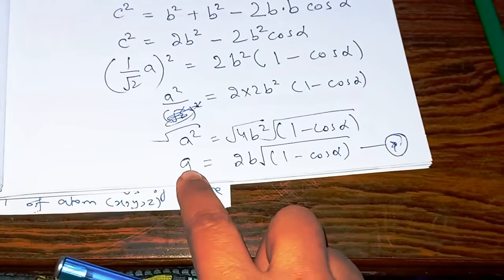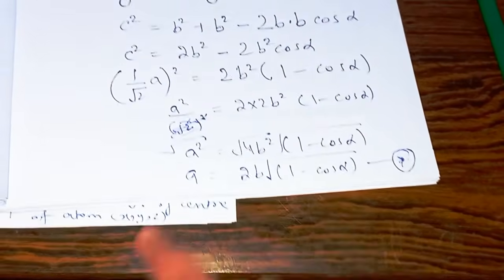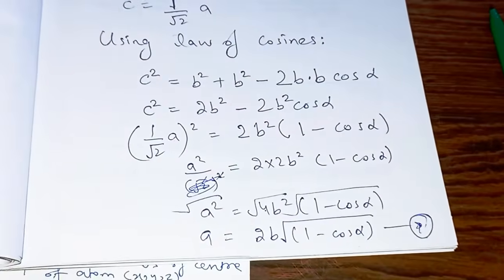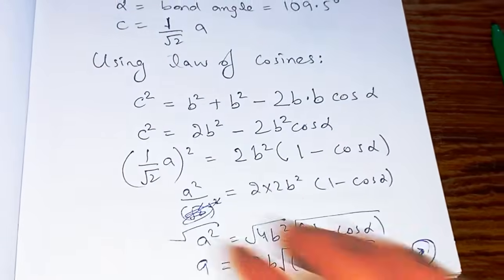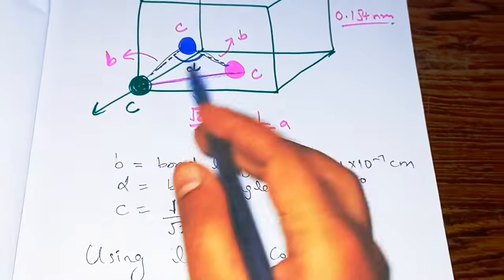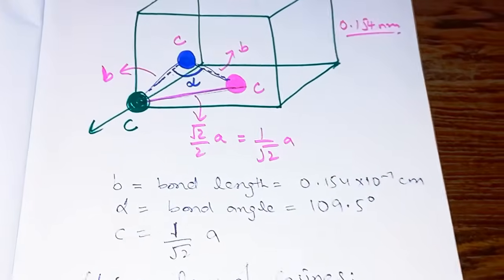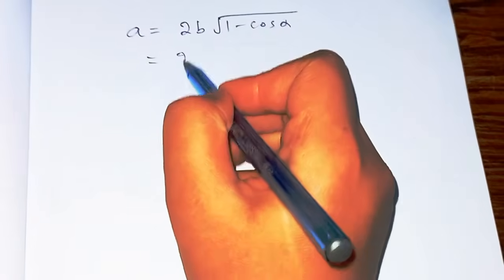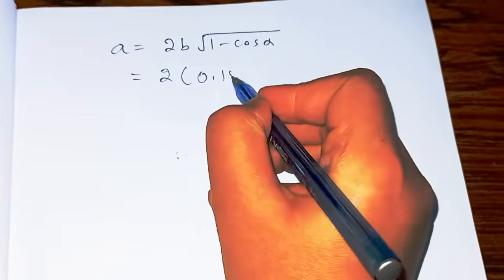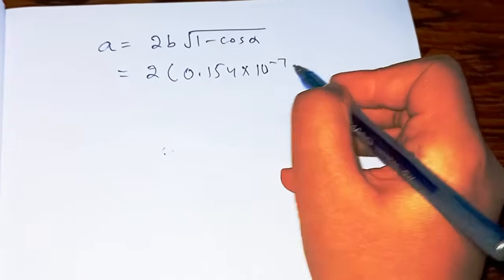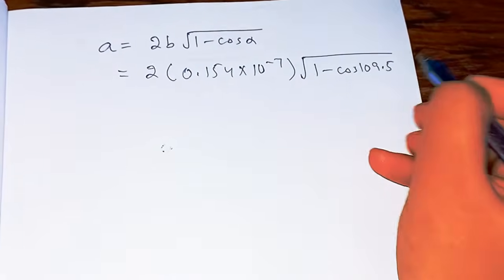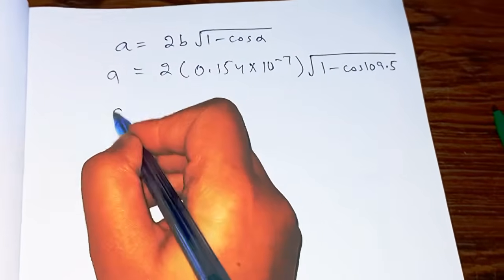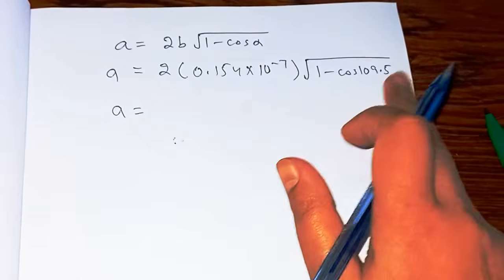Now let's calculate the lattice parameter by putting the values in here, and then we'll calculate the volume, and then we'll put the values right back into equation number 1. It's almost done. The difficult part was to determine the lattice parameter, and we did that. Let's put the value in here. So it's 2 into B, which is 0.154 multiplied by 10 to the power minus 7, under root 1 minus cos of 109.5. So let's calculate what this equals.